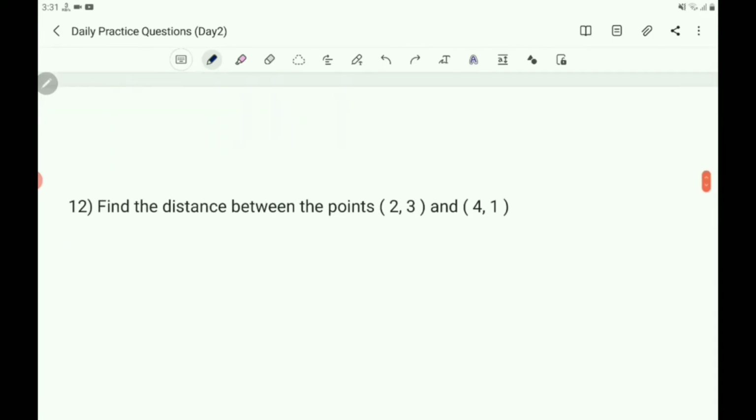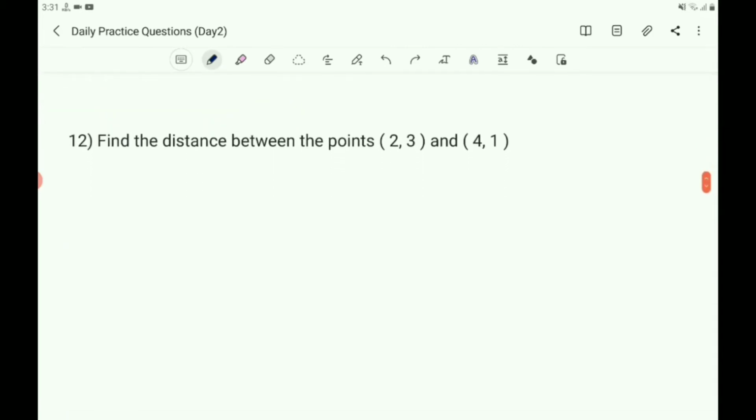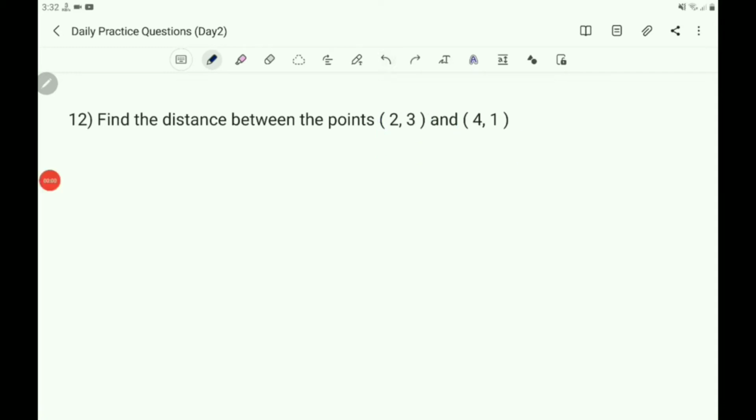Next, find the distance between the points 2, 3 and 4, 1. That is the 12th question. Let us take the points as A and B. We have to find the distance between A and B, that is AB. So write A (2, 3) and B (4, 1). Let us consider these as x1, y1 and these as x2, y2.